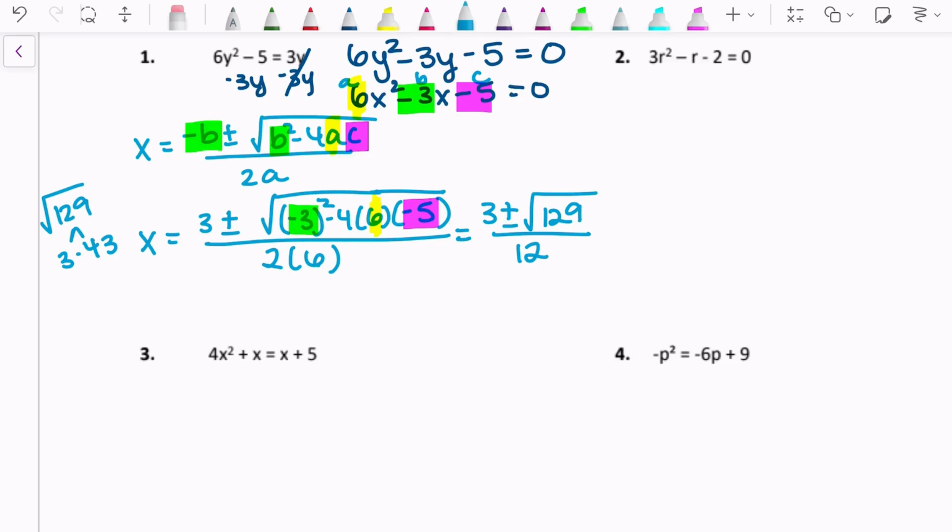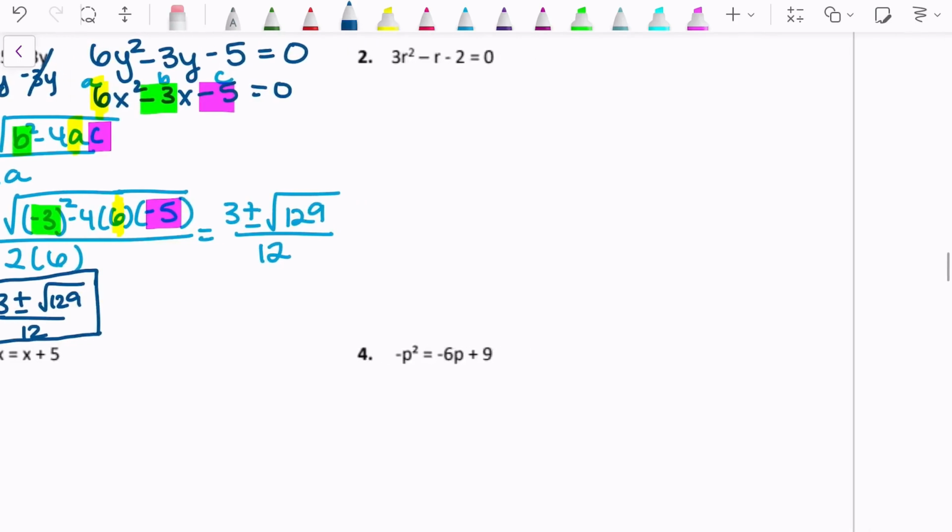so I'm going to write my answer like this. Y equals, I'm just switching back to y since that was the variable in the problem, is 3 plus or minus the square root of 129 over 12. Again, usually we have x, but this weird problem used a y, and that is not beautiful, but you get the gist.